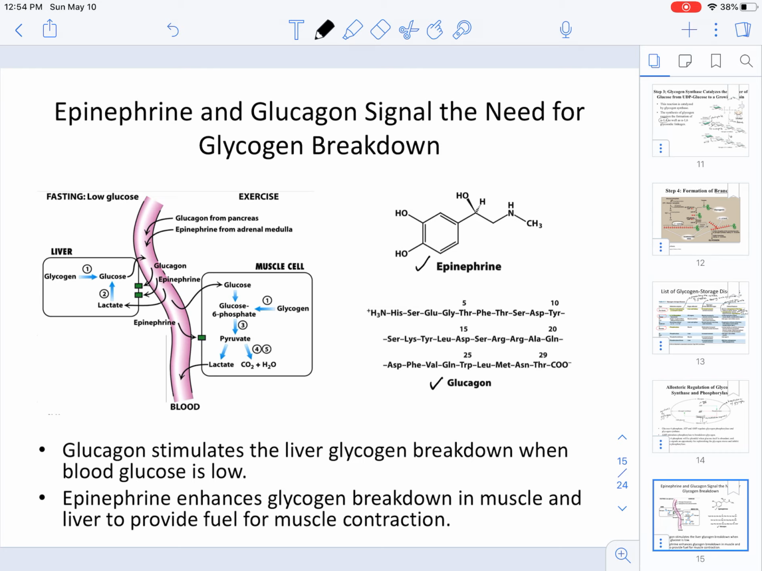As you can see, glucagon is going to be stimulating the liver, specifically glycogen breakdown, when the blood glucose is low. Epinephrine, on the other hand, is going to be enhancing the glycogen breakdown in muscle and liver to produce fuel for muscle contraction. Okay? And you guys don't need to know the specifics of how that is done. I just illustrated it on the right side, but you can relate it to the diagrams that we discussed previously. The chemistry is not any different from what we saw before.